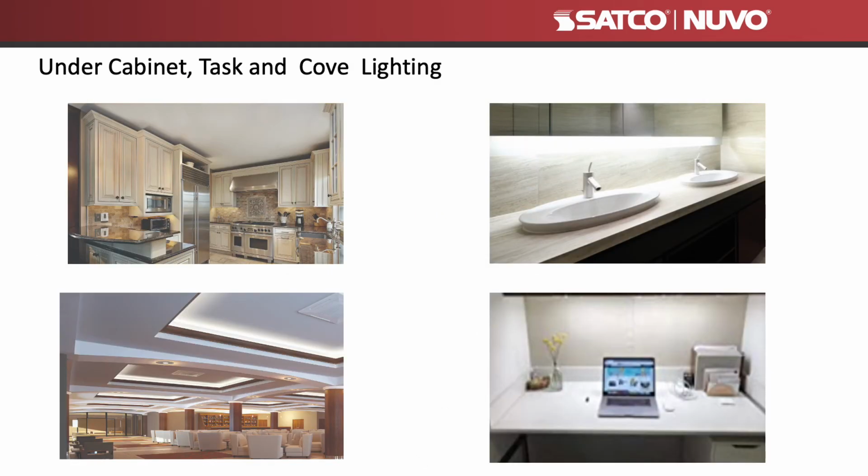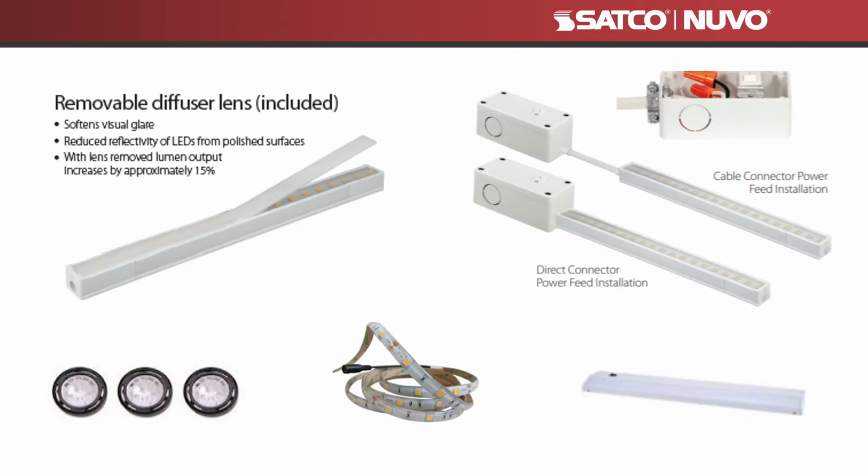In those hospitality residential applications, you see a lot of under cabinet, task, and cove lighting, and we'll show you some fixtures that can do that. Our thread line is easy to install, comes in multiple sizes and multiple ways to connect to power. It can be used plug-in or a direct power feed. We also have tape line in our Starfish family and under cabinet quick install fixtures.